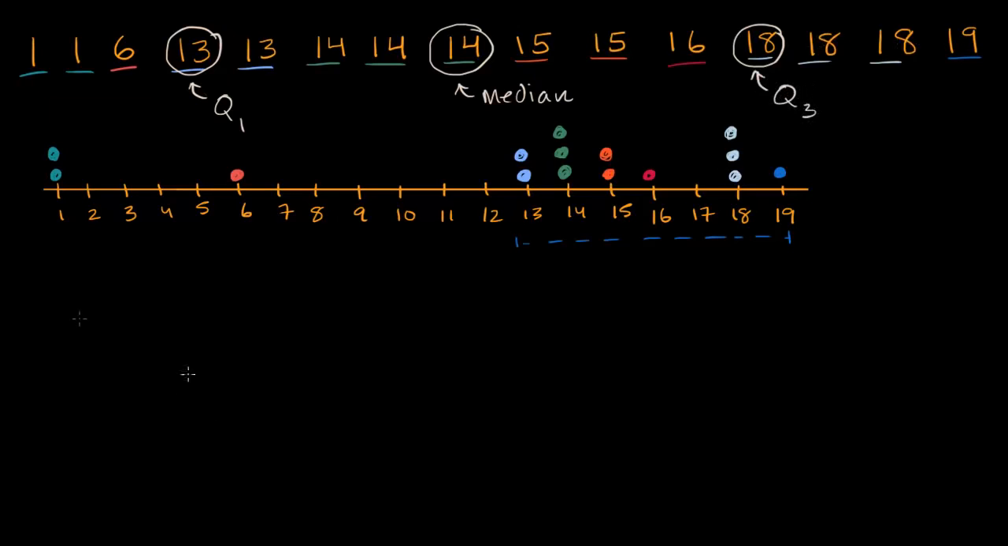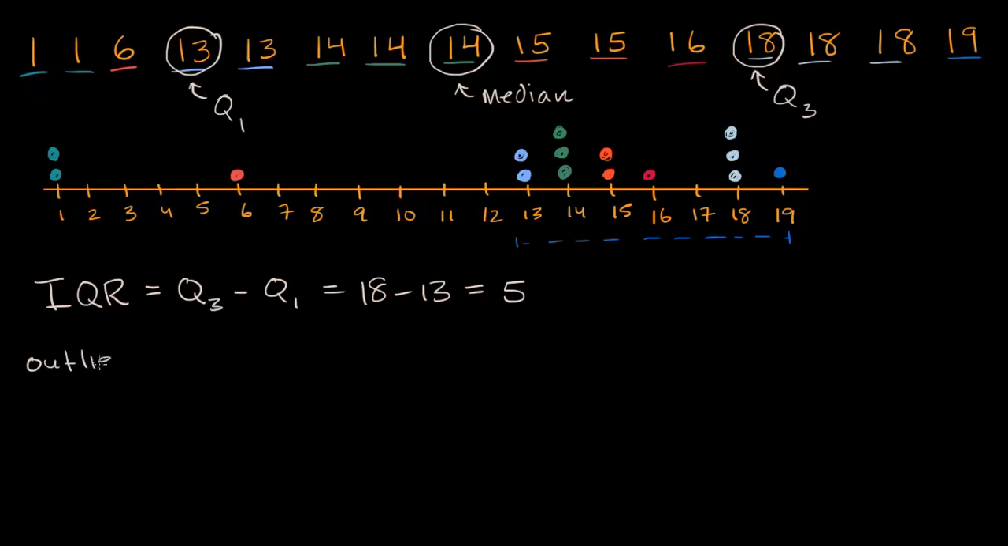Now, what is the interquartile range going to be? Interquartile range is going to be equal to Q3 minus Q1. The difference between 18 and 13, well, that is going to be 18 minus 13, which is equal to 5. Now, to figure out outliers, well, outliers are going to be anything that is below. So outliers are going to be less than our Q1 minus 1.5 times our interquartile range.